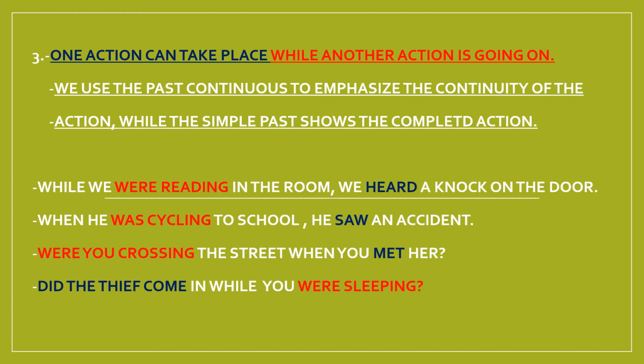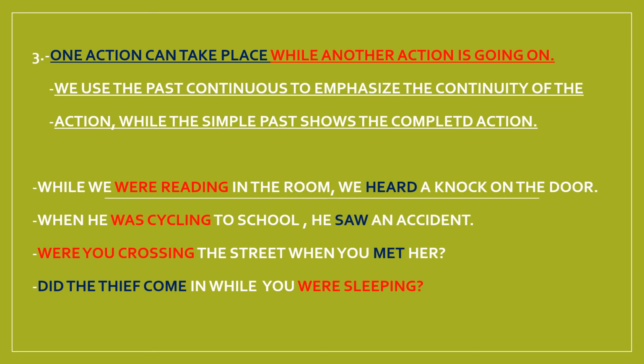We use the past continuous to emphasize the continuity of the action, while the simple past shows the completed action. So there are two ideas in one sentence. One action was in progress, meanwhile the other action was completed. So in one sentence, there are two ideas. The first idea uses past continuous. The second idea uses simple past. But if you ask which one happened first, of course, the past continuous.